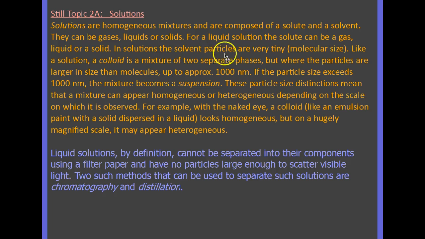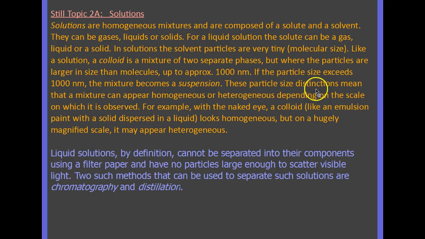In solutions, the solute particles are very tiny, molecular size, people. Like a solution, a colloid is a mixture of two separate phases, but where the particles are larger in size than molecules, up to approximately 1,000 nanometers. If the particle size exceeds 1,000 nanometers, the mixture becomes a suspension. As in not suspended from school, a suspension in a solution.